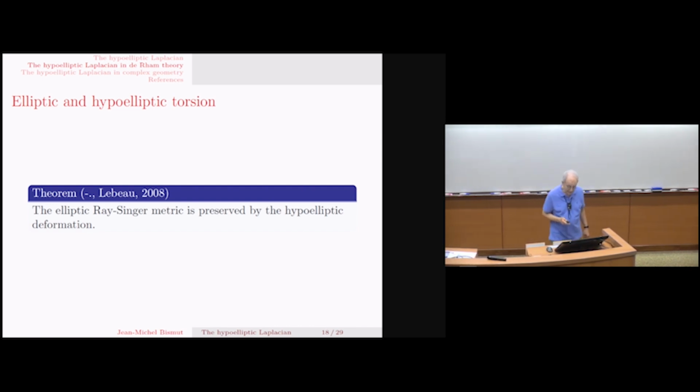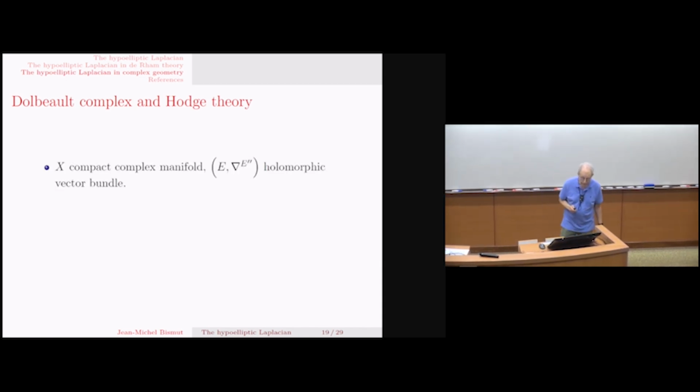So this result is not easy, but there is a history behind it. There is something called the Fried conjecture, which relates the Ray-Singer metric to something which one can compute using the zeta function associated with the closed geodesics. In some sense, this result by myself and Lebeau should be viewed as a first step to proving this conjecture in general. Now, let me move to complex geometry, Dolbeault complex and Hodge theory.